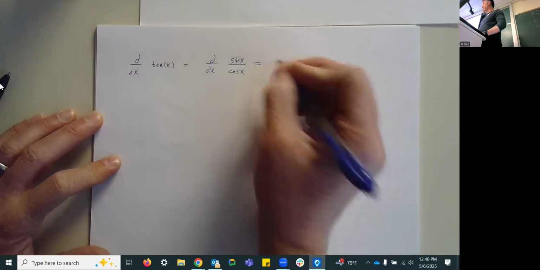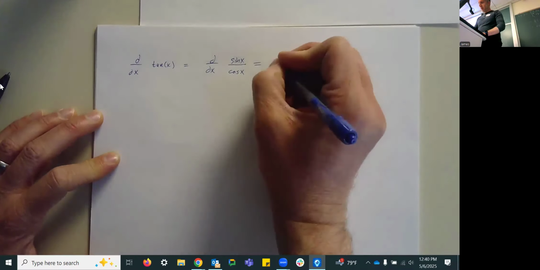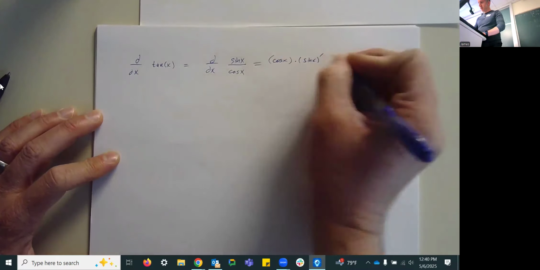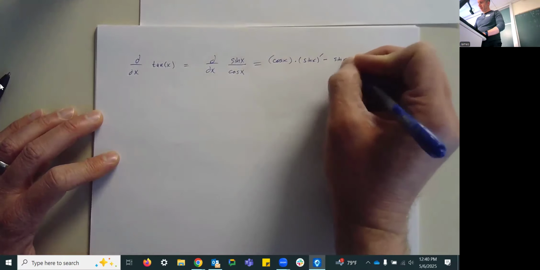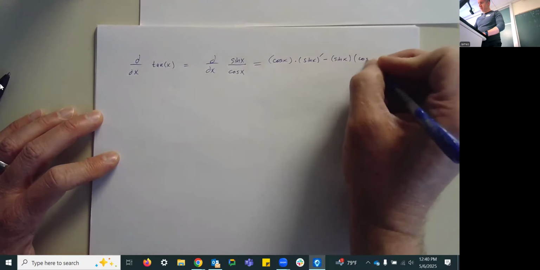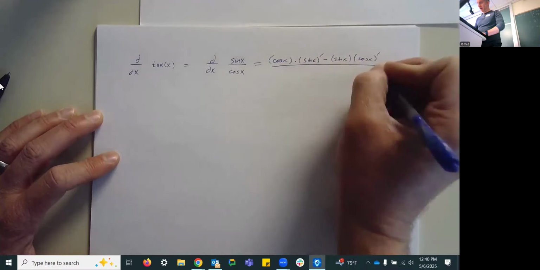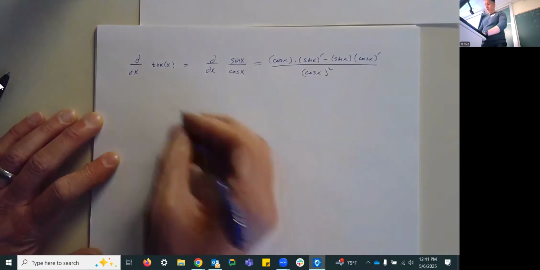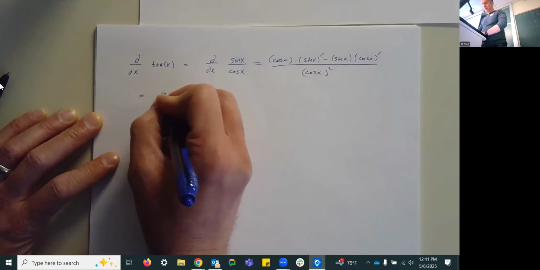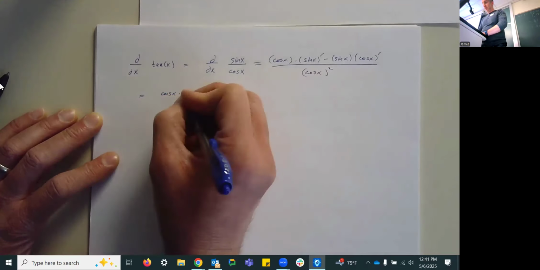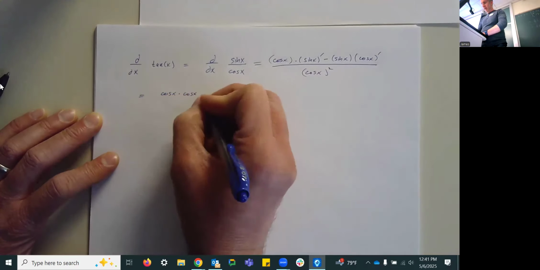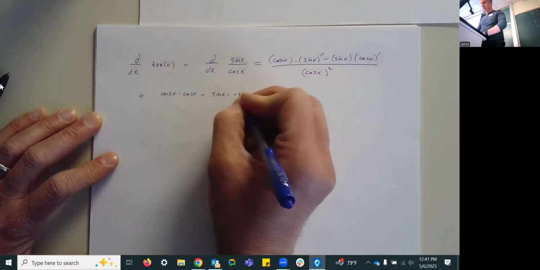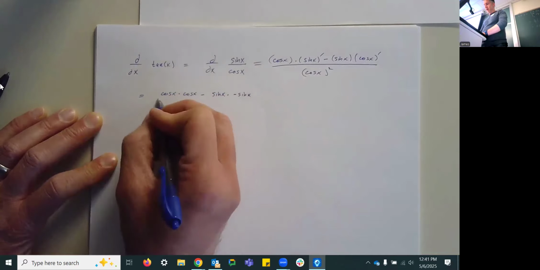We're going to use the quotient rule, and we're going to get the bottom times the derivative of the top minus the top times the derivative of the bottom, all divided by the bottom squared. Okay, we're going to actually take those derivatives now, so we're going to get cosine of x times the derivative of sine, which is cosine of x, minus sine of x times the derivative of cosine of x, which is negative sine of x. And I want to point out something about what I've just written here.